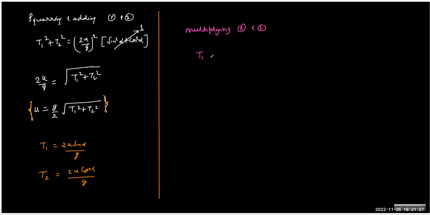So T1 into T2 is how much? It is 2u by g whole square into sin alpha into cos alpha, which you can write as 2 times, I'm taking 2 by g outside. So what I'm left with? U square sin 2 alpha by g. Am I right? So u square sin 2 alpha by g, we can write like this.